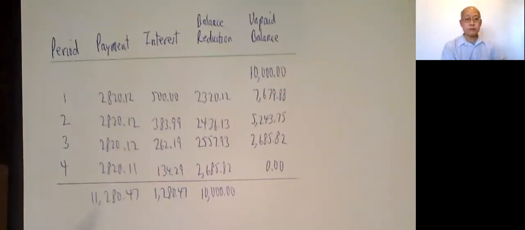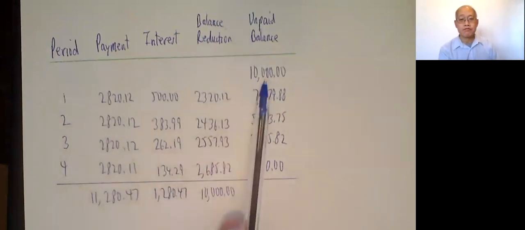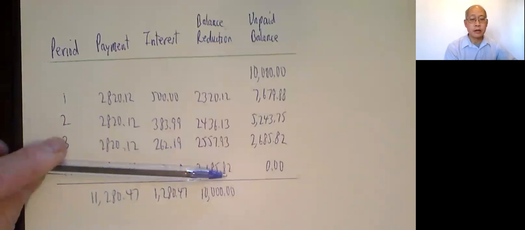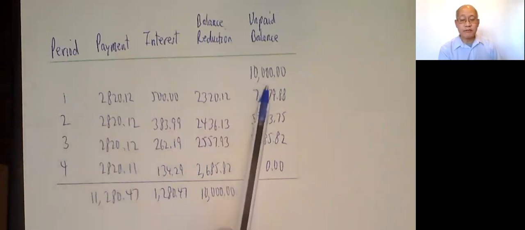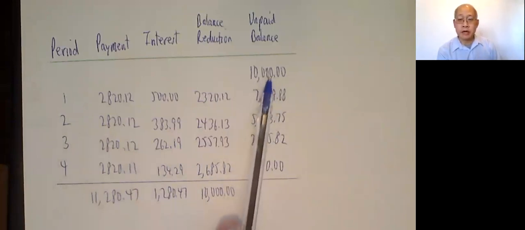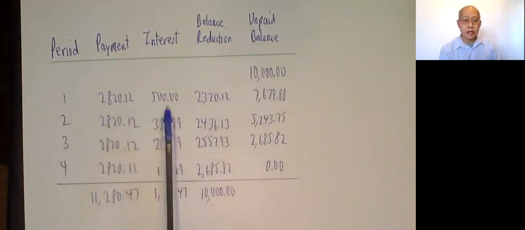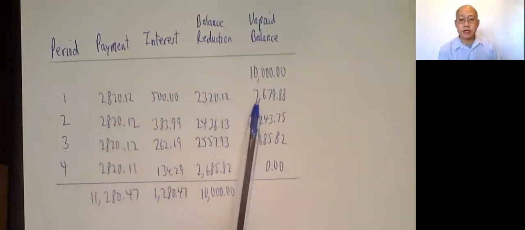And now for the table. All right, so period, payment, interest, balance reduction, unpaid balance. Start with $10,000. There are only 4 periods. Okay, the payment is 2820.12 all the way down until the last one. So we don't know the last one yet. As you can see, it's actually a penny less. All right, we're told that the interest rate is 5%. So I constantly multiplied the unpaid balance by 5%. So 5% of 10,000 is 500. Subtract these, 2320.12. 10,000 minus that is 7679.88.